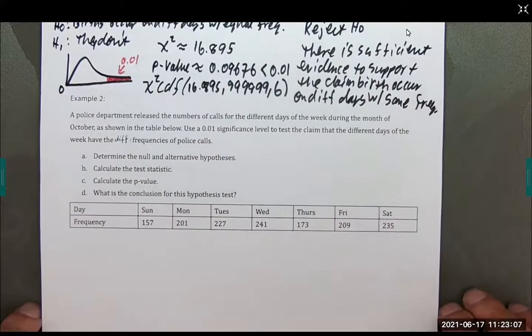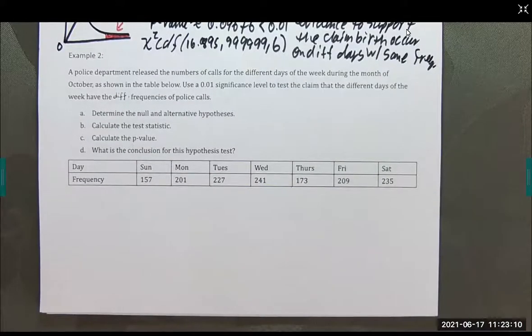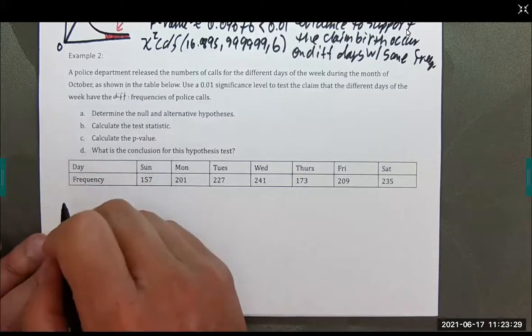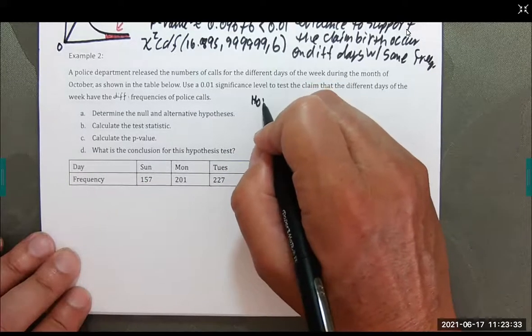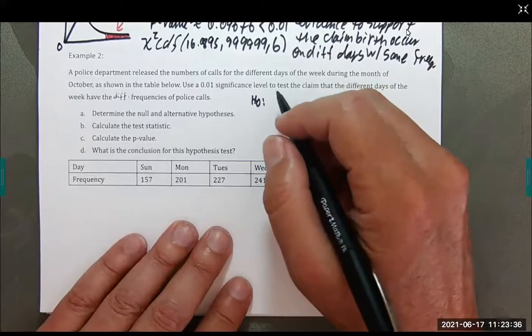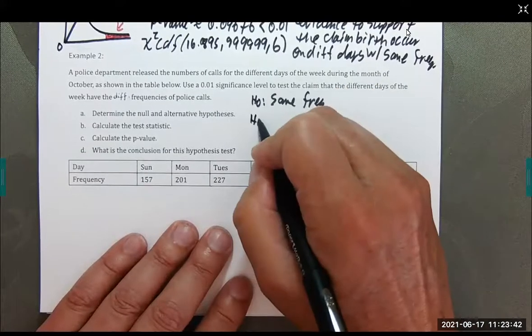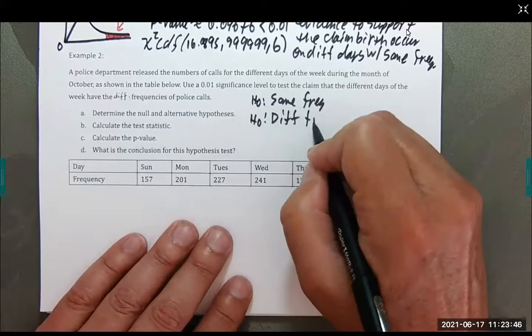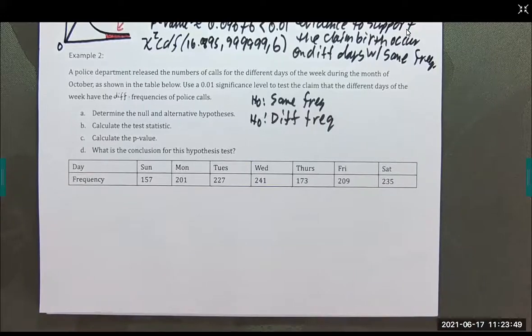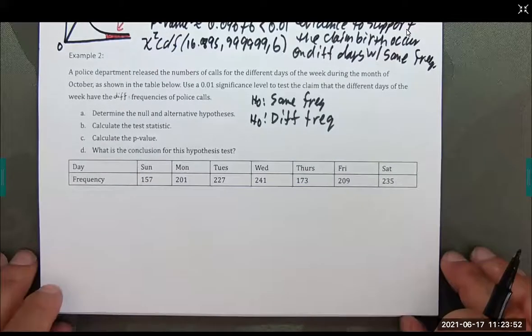Next up, example 2. A police department released the numbers of calls for the different days of the week during the month of October, as shown in the table below. Use a 0.01 significance level to test the claim that the different days of the week have different frequencies of police calls. So once again, our null hypothesis is same frequency. The alternative is that they're different frequency. Meaning more calls are made on a Thursday than a Saturday or something like that, is what we're trying to check. Or are they all equal?